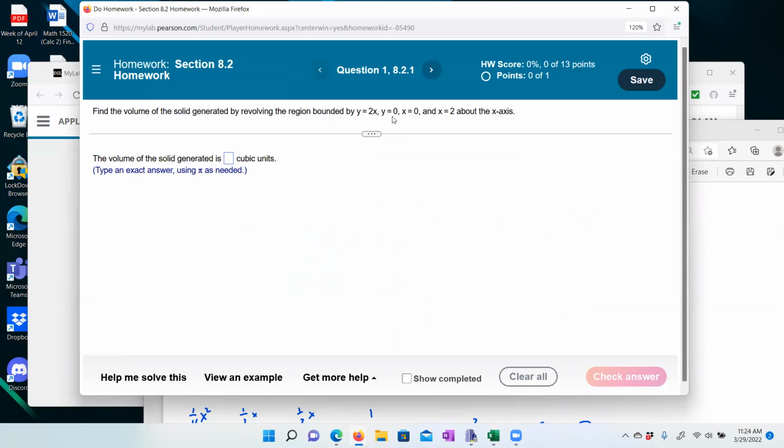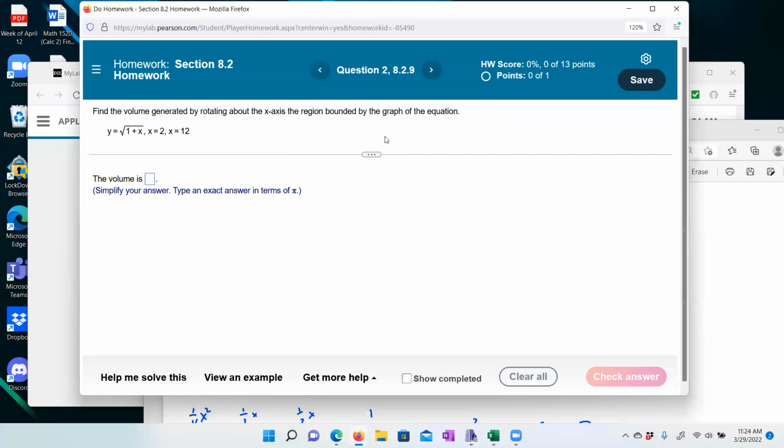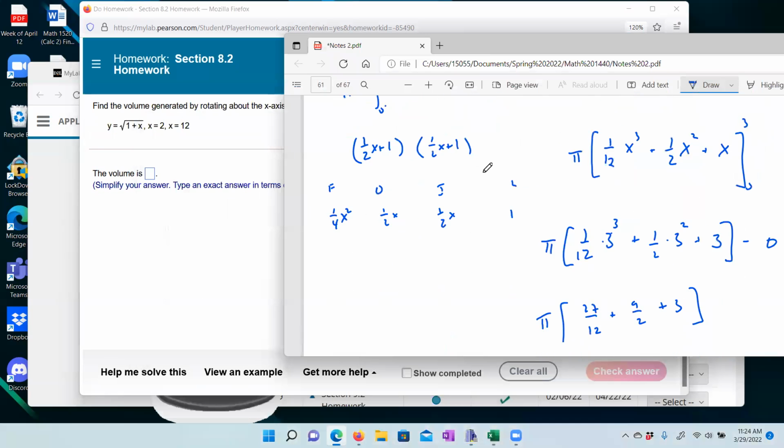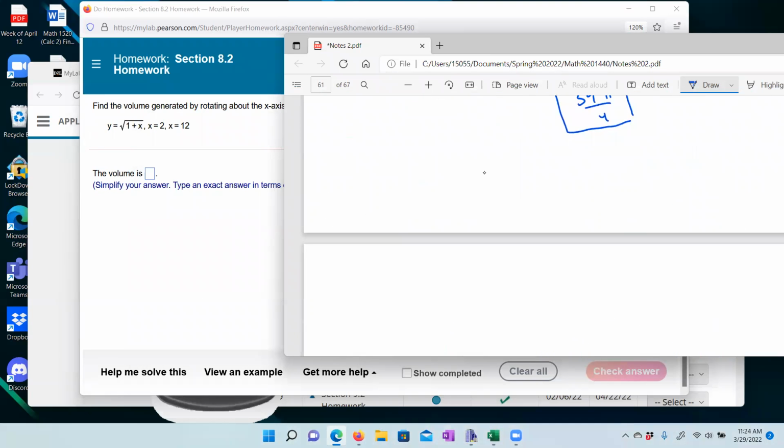This is very much like the first one we just did. Okay, it's actually the example I just did was actually harder than this. Let's go ahead. Let's look at this one. Okay, so here we go. We have y equals 1 plus x. We're going to go from x is equal to 2 to x is equal to 12.